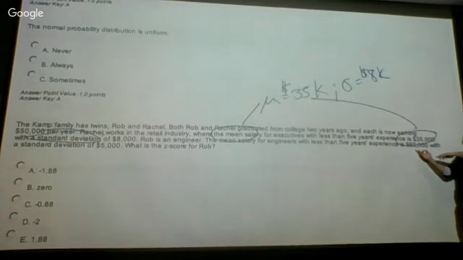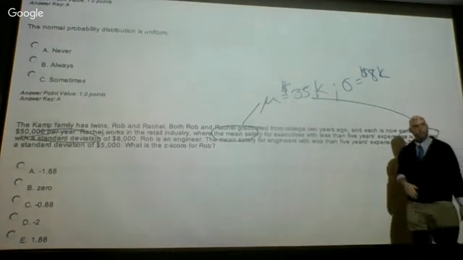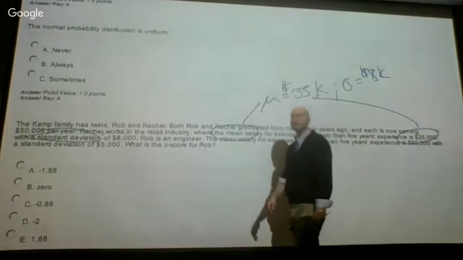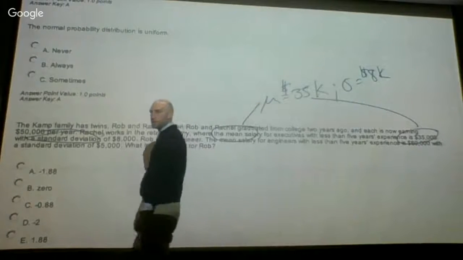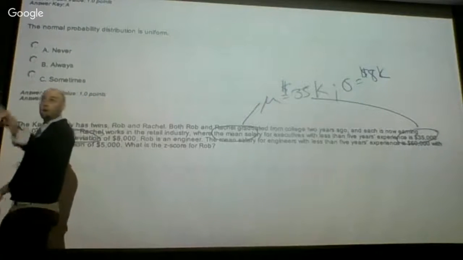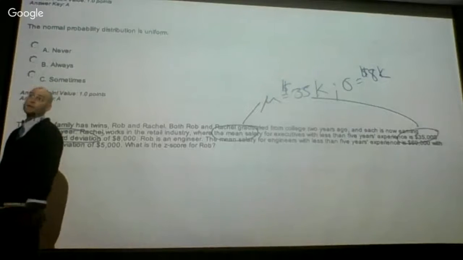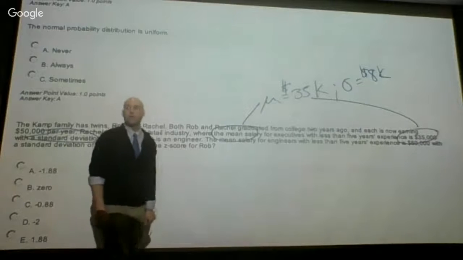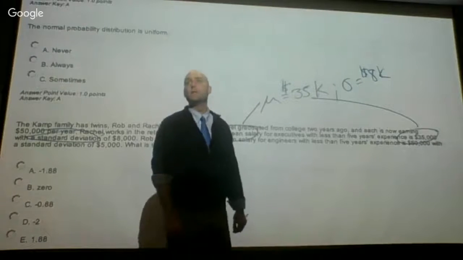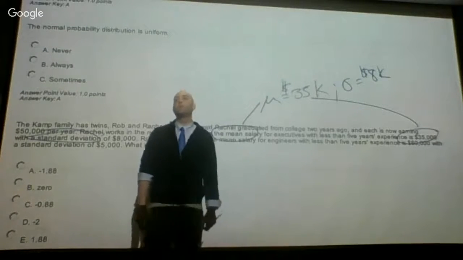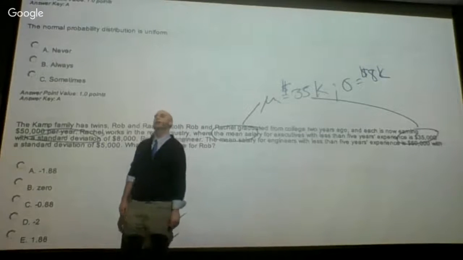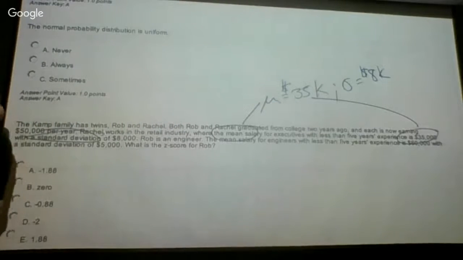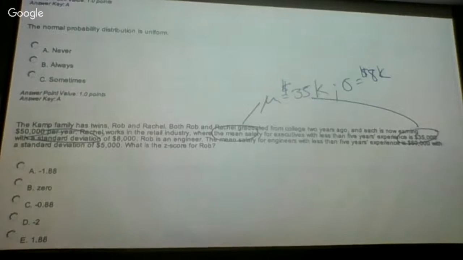Say that? 60K. Is Rachel making more money than her peers? Curry? Yeah. How much are her peers making on average? How much is she making? Good. Is Rob making more money than his peers? No. How much is Rob making? How much are his peers making? Good. He's making less. She's making more.